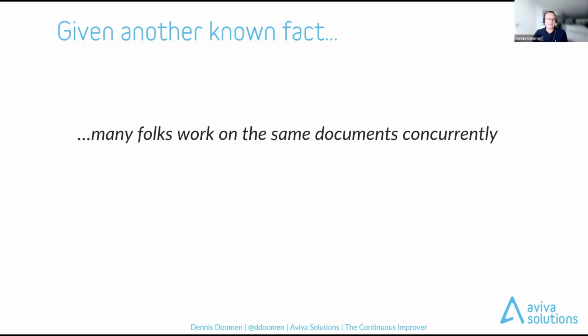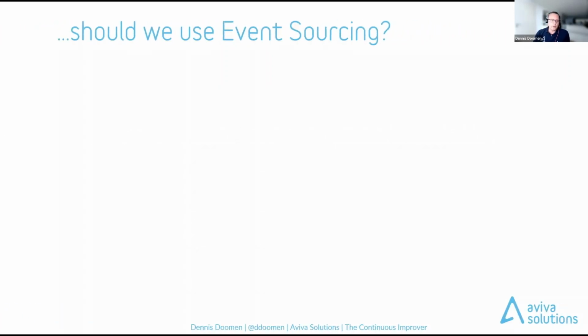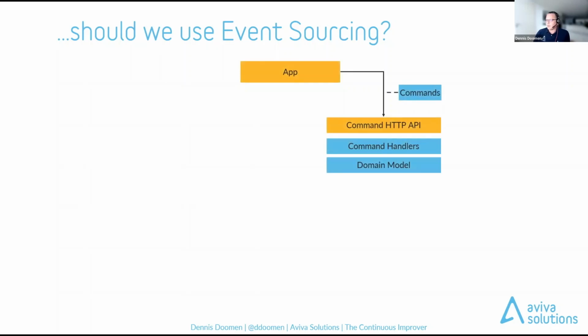So we have a new fact. It's not a requirement, it's just a fact. Many people work on the same documents concurrently, and optimistic concurrency is no longer an acceptable solution. All right, what can we do about it? Should we use event sourcing? Good question. So let's see.